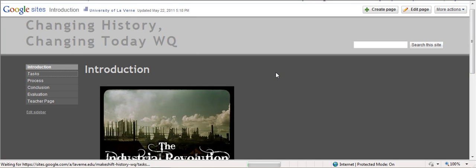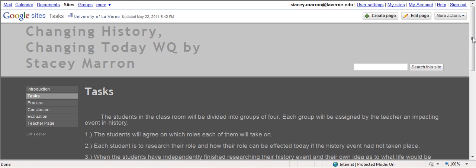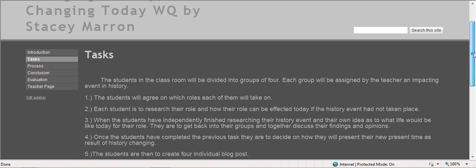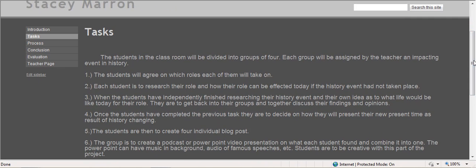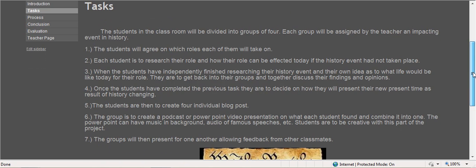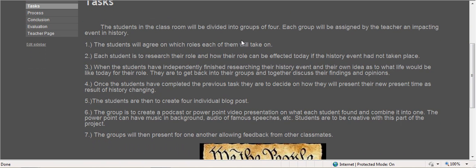On the next page, the task page, it is broken down in steps what the students will do. You will divide your classroom into groups of 4. Each student will be assigned by the teacher an impacting event in history. It is between the students in their group to decide which role that they would like to take on, and that is included in the process page.